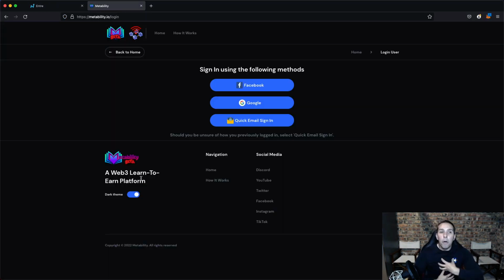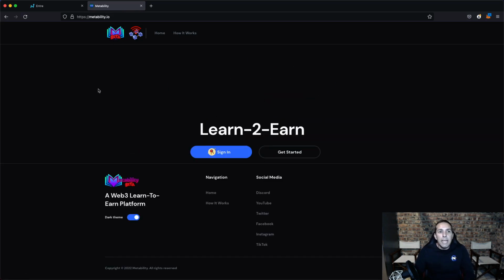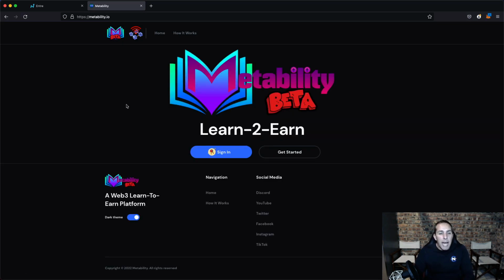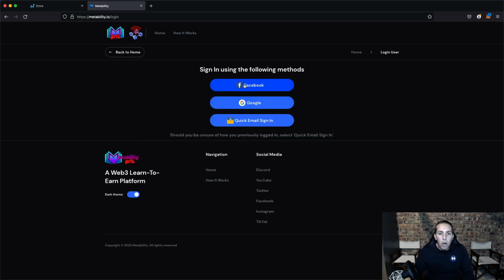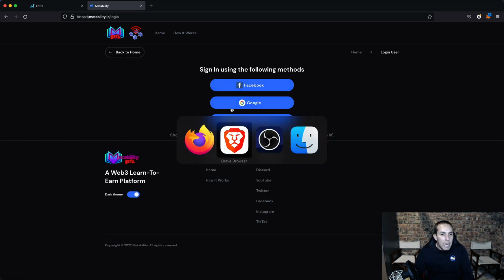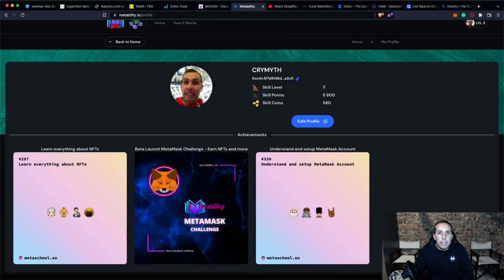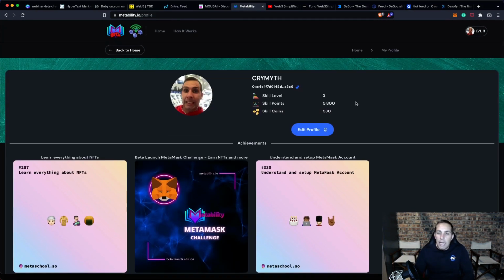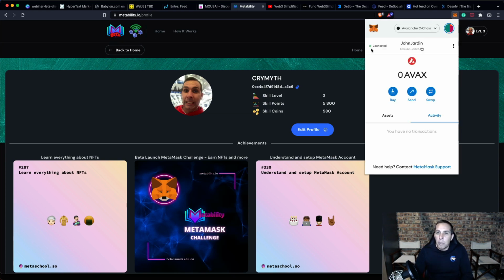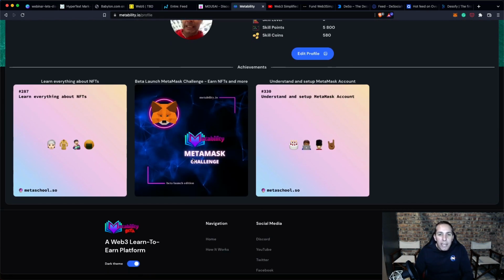If I go to my own project, Metability is a learn to earn platform, and it is also a course aggregator. And we can see over here that I can log in with Web 2 technologies. But if we go over here to a logged in perspective of Metability, I can connect my MetaMask wallet, which is showing over here. This icon shows that I'm connected to the Ethereum blockchain. If I open up MetaMask, we can see that MetaMask is connected to this website. And these are NFTs that are being integrated from OpenSea.